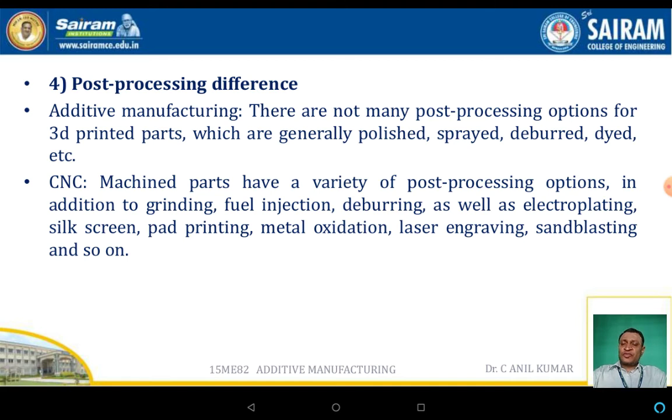In the case of post processing differences, additive manufacturing does not have many post processing operations for the 3D printed parts, which are generally polished, sprayed or deburred, etc. But in the case of the CNC machine, the machined parts have a variety of post processing operations in addition to grinding or deburring, and even electroplating or coatings, depending upon the type of application and the materials used for the application.